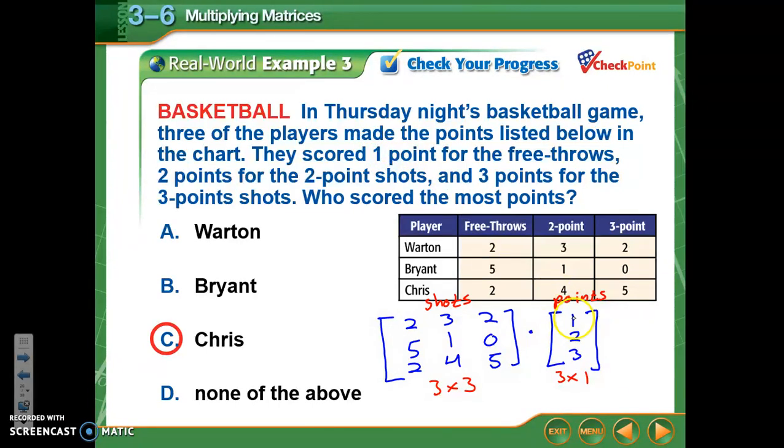And then it tells me that they get 1 point for the free throws, so that 1 is going to have to be multiplied by the things in the first column. 2 points for a 2-point shot, imagine that, and 3 points for a 3-point shot. So when I multiply, I'm going to multiply row by column, and I will be multiplying and adding correctly. So I'll take the number of free throws times the points for free throws, plus the number of 2-point shots times 2 points, and so on. So your answer should have given you Chris as the winner.